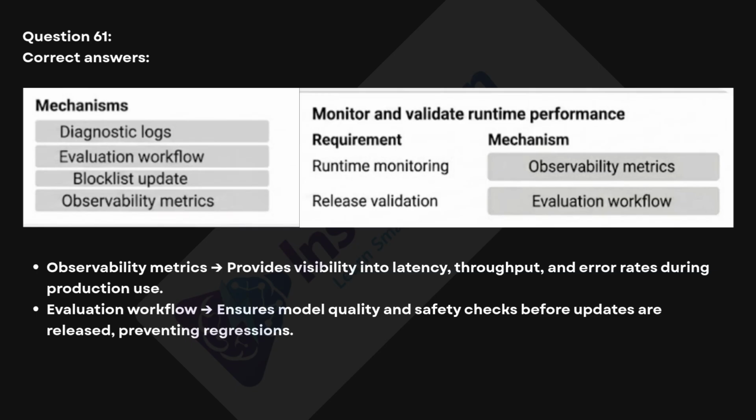Correct answers: observability metrics. Provides visibility into latency, throughput, and error rates during production use. Evaluation workflow ensures model quality and safety checks before updates are released, preventing regressions.